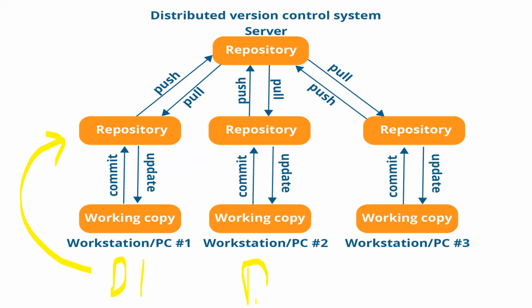D2 would have his own repository, and D3 would have his own repository. So whatever changes to the code D1 has to make, he can make in his own repository without hampering the remote or the server repository. So basically what D1 does is he commits the code in his repository, and if he wants the code back, he can update it.